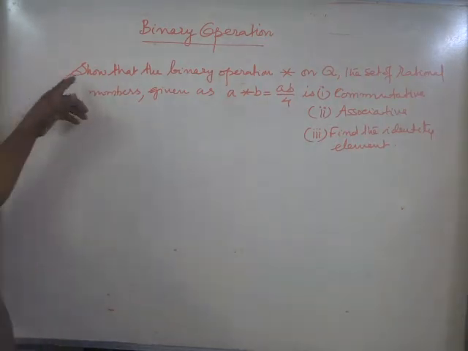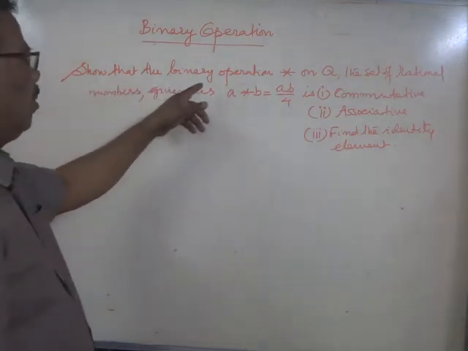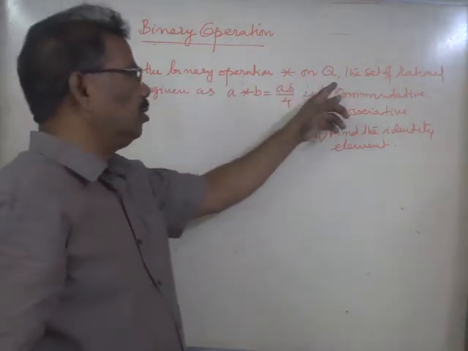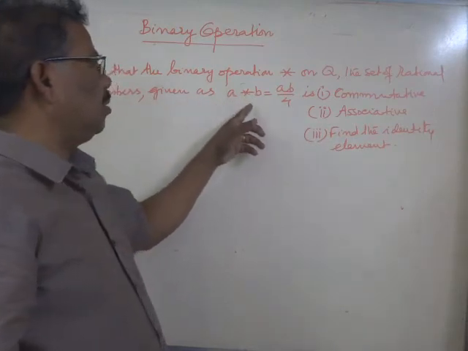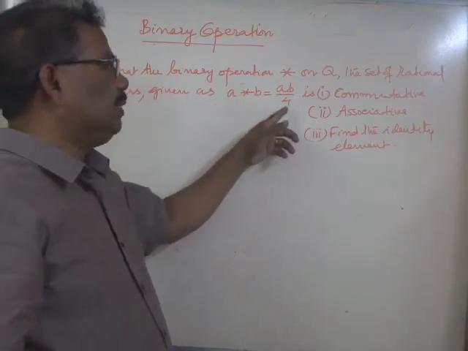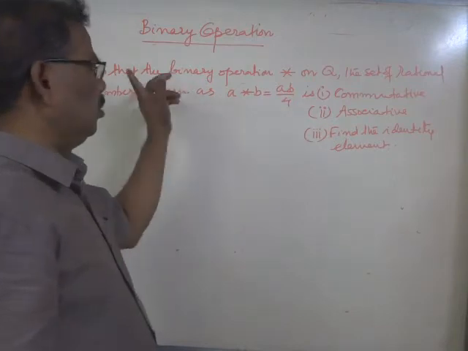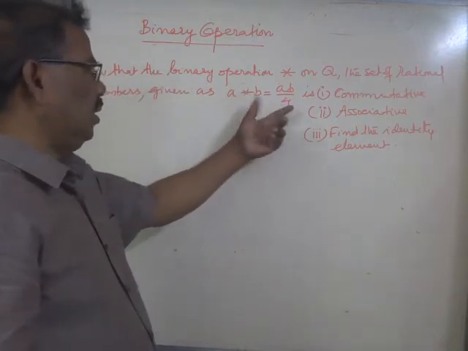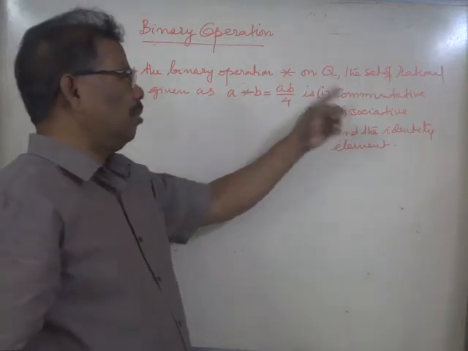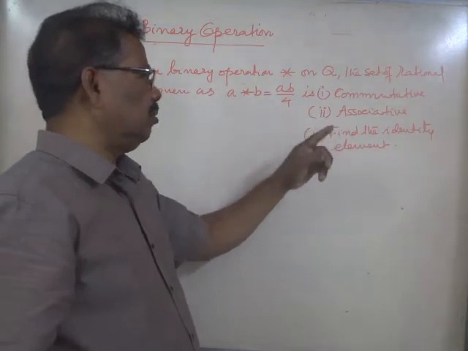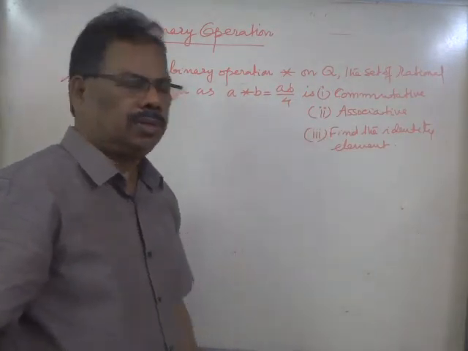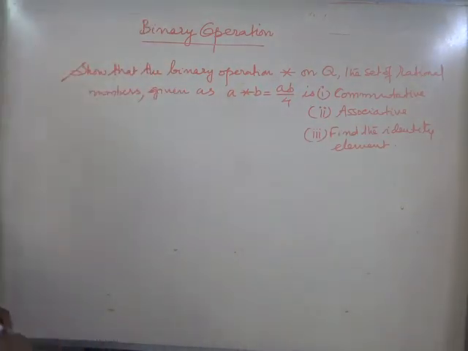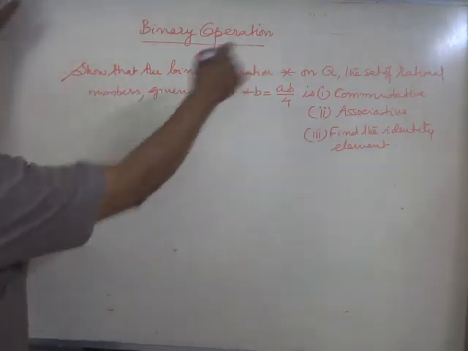Here is a question. Show that the binary operation star on Q, the set of rational numbers, given as A star B equals AB by 4, is: show that A star B is 1, commutative, 2, associative, then 3, find the identity element. This is the question. We shall see to it.